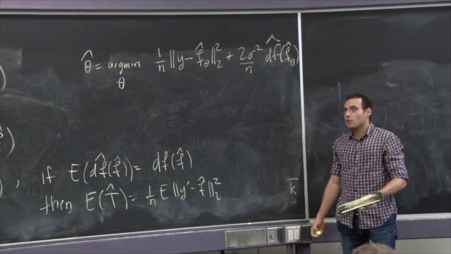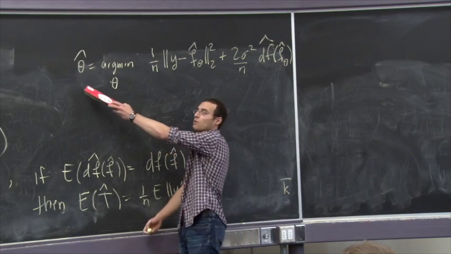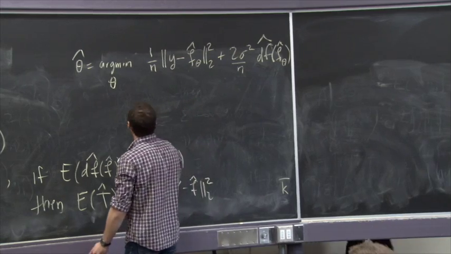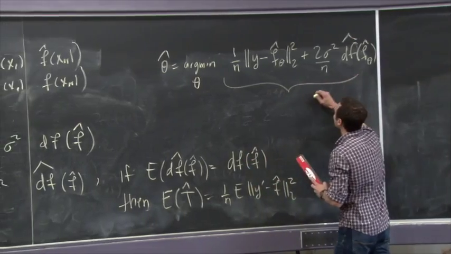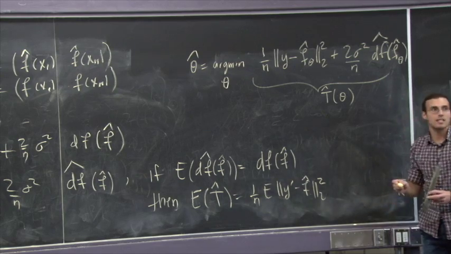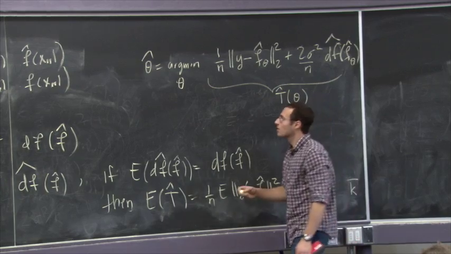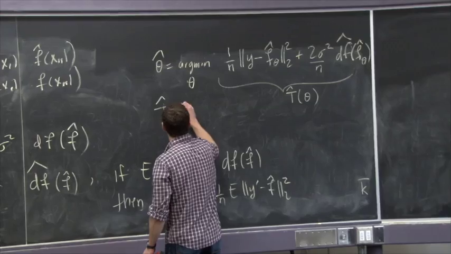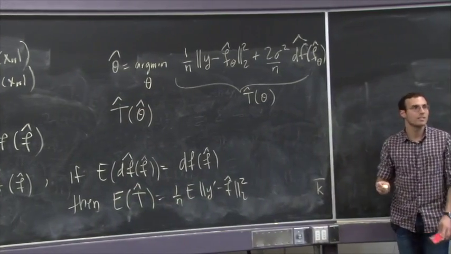So here's a kind of circular point, but it starts becoming important. Suppose I chose theta hat accordingly. Theta hat was the minimizer of all of this stuff. Let's call this t hat of theta. That was our estimate for the test error at theta, right? I chose theta hat to make this as small as possible. What does t hat of theta hat look like? Is that a good estimate for the test error at theta hat?